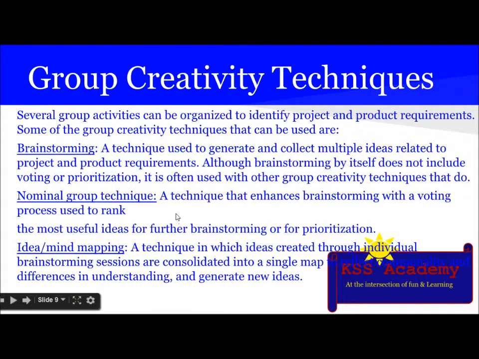Nominal group technique, a technique that enhances brainstorming with a voting process used to rank the most useful ideas for further brainstorming or for prioritization. Idea or mind mapping is a technique in which ideas created through individual brainstorming sessions are consolidated into a single map to reflect commonality and differences in understanding and generate new ideas.